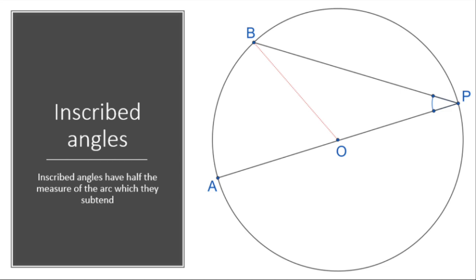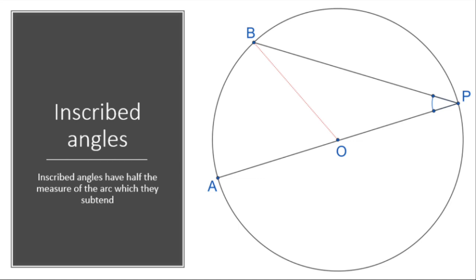So, looking at this, you know that angle AOB is a central angle, and so it must have the measure in degrees of this arc AB. Since AOP is a straight line, angle AOB has a supplement to it, which is angle BOP.